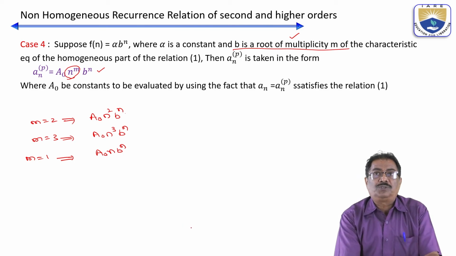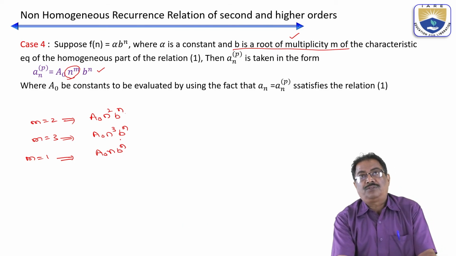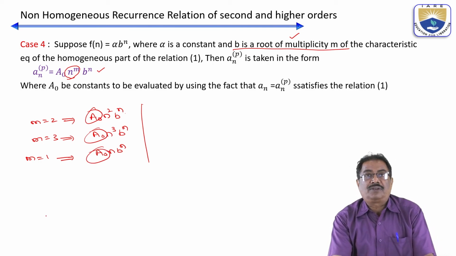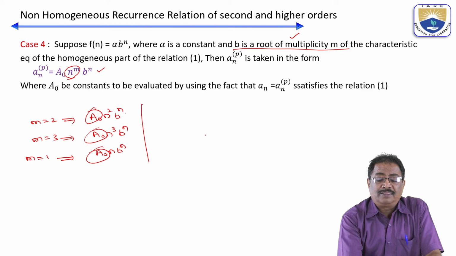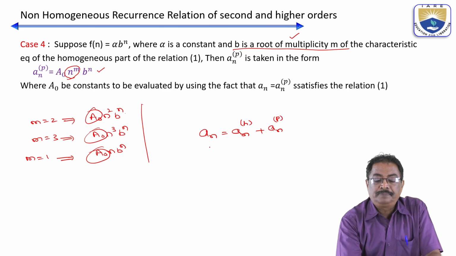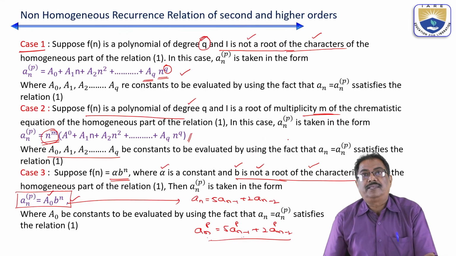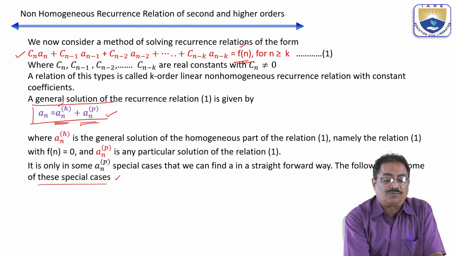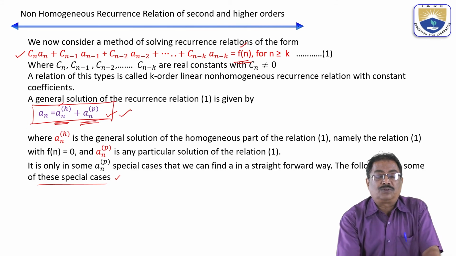After finding this, we have to substitute it into the given recurrence relation, and we need to calculate the value of A naught. After that, we are going to substitute there. Then the final solution a n equals the homogeneous solution plus the particular solution, that is a n power p. As we discussed in the previous one, here the complete solution is the general solution.